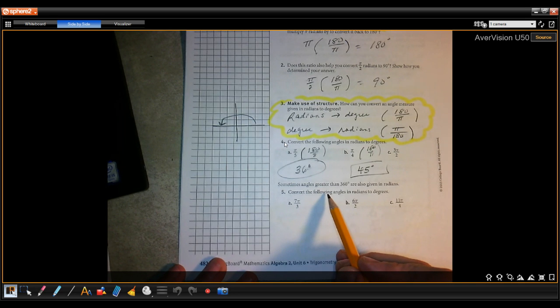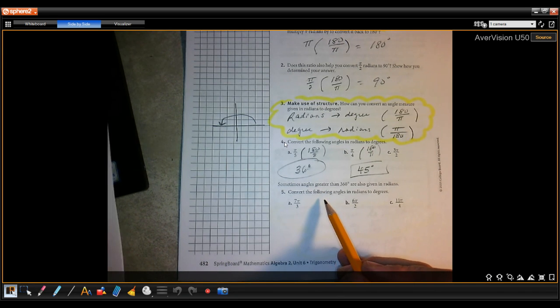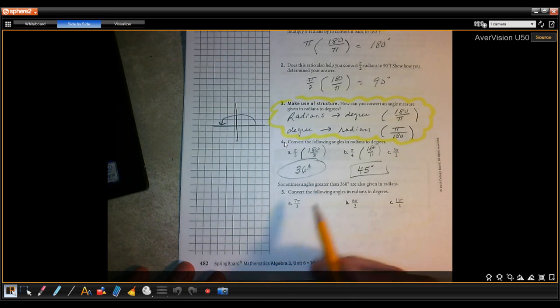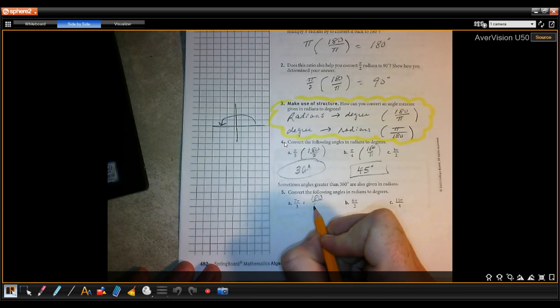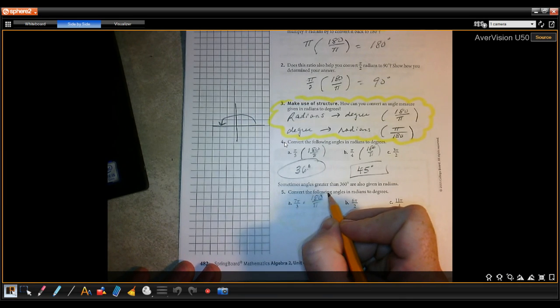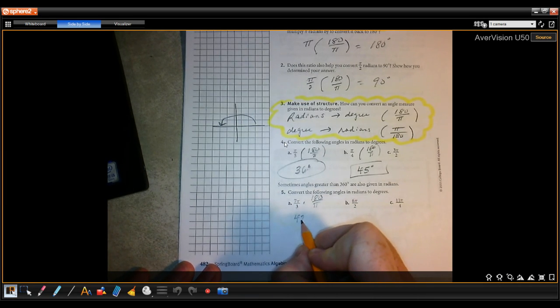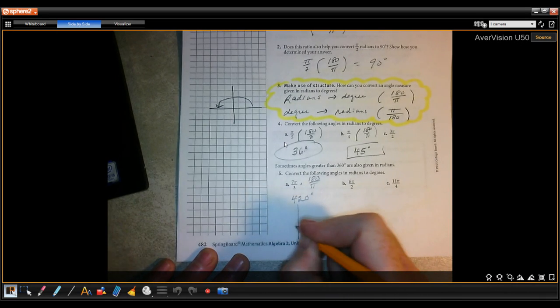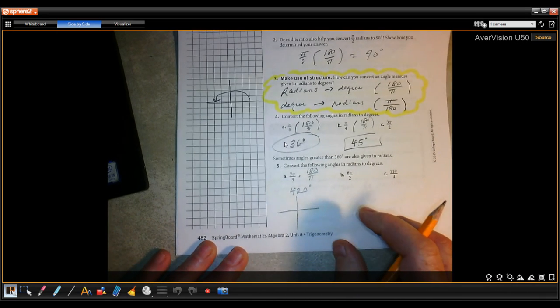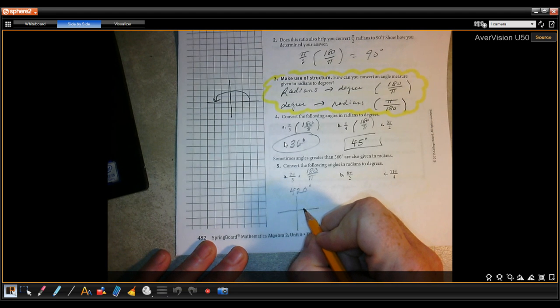Okay, sometimes angle measures greater than 360 are also given in radians. So it could be any radian measure. It doesn't matter if it's less than 2 pi or greater than 2 pi. It doesn't matter. So 7 pi thirds, same thing. 180 over pi. The pi's cross out. Well, 3 goes into 180 what, 60? 60 times 7 is 420 degrees. So you're probably saying, what does that look like? 420 degrees. So let's draw a picture. So if you go around the circle, that would be what?